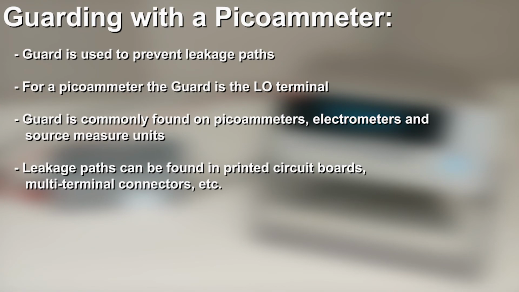This demonstration of guarding is idealized, obviously, but hopefully you can see how you could apply guarding principles to your own low current measurements. Whenever or wherever there is a path from your high terminal connection to ground or low, guarding can be implemented to reduce or eliminate any current that would leak through that path.